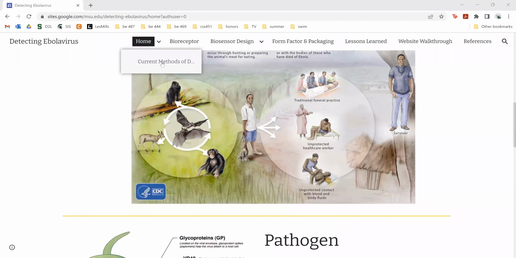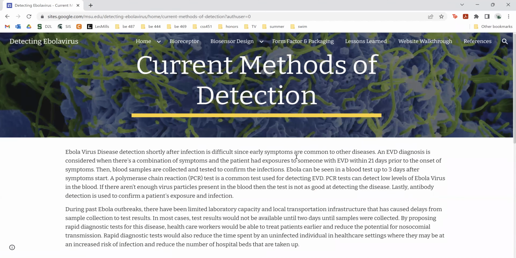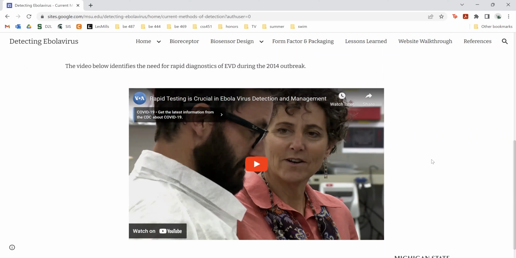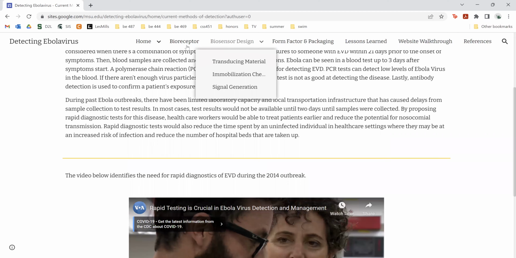And then under our homepage, we have our current methods of detection. This is currently a PCR test. Underneath here, we also have a video from the 2014 outbreak showing just how helpful rapid detection would have been during this time. And they actually did try to come up with a rapid detection test. And again, as I mentioned, the blood of someone who's suspected of having EVD is treated as biohazard material because it's just so contagious and so toxic.